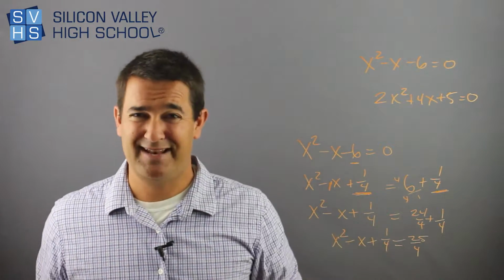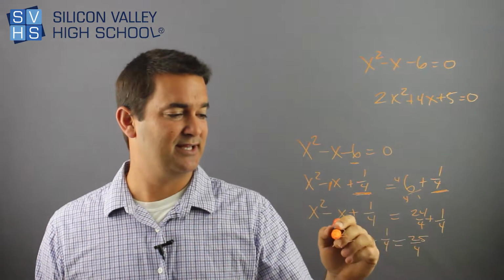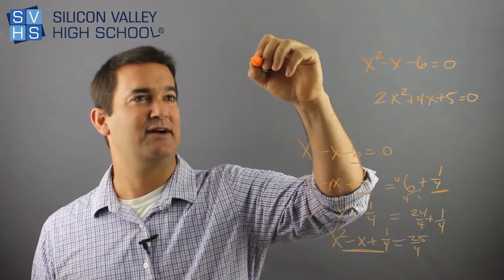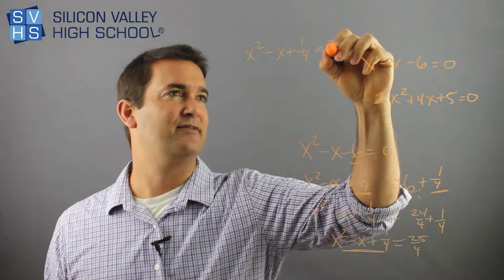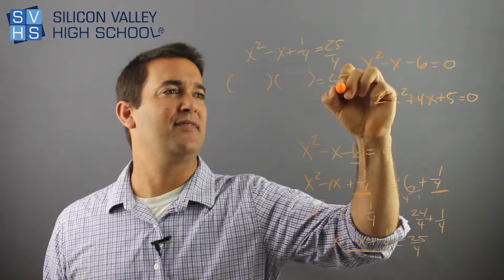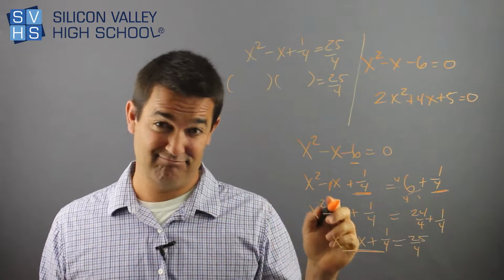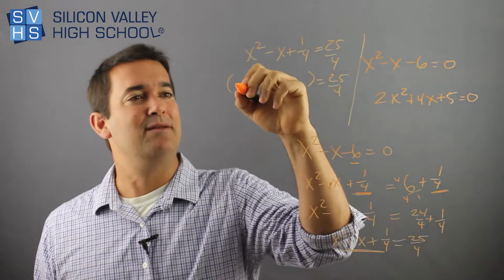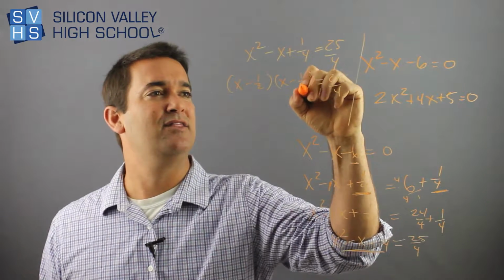So what do I do now? That does not look good. How is that even a cool method? Magically, if you took this guy here and you factored it, so if I took x squared minus x plus a fourth equals 25 over 4, and I factored this guy, it is a perfect square, and that's not an accident. That happened because earlier in the day, I don't know, 38 seconds ago, I said find half him squared. It makes that magically factor beautifully to be exactly this.